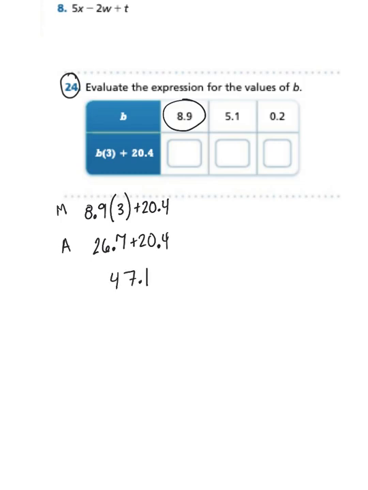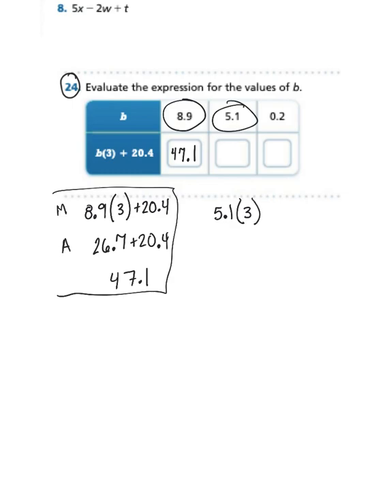So in problem number 1, if B was 8.9, after we evaluate, we would come up with 47.1. So now we're going to do box number 2. Now they tell us B is 5.1. So again, we're going to plug in the 5.1, or substitute for the letter B, and then we're going to follow order of operations.